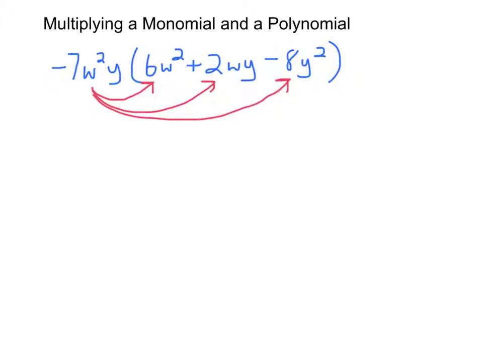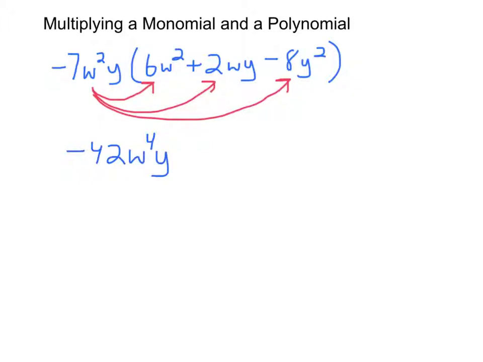And there are three different terms there. Again, they're separated by the addition and subtraction. And so when we do this, we'll just do them one at a time. So we'll have first negative 7w squared y times 6w squared. And the answer to that would be negative 42 w to the 4th, because you'd have to add those two powers together, 2 plus 2, times y.